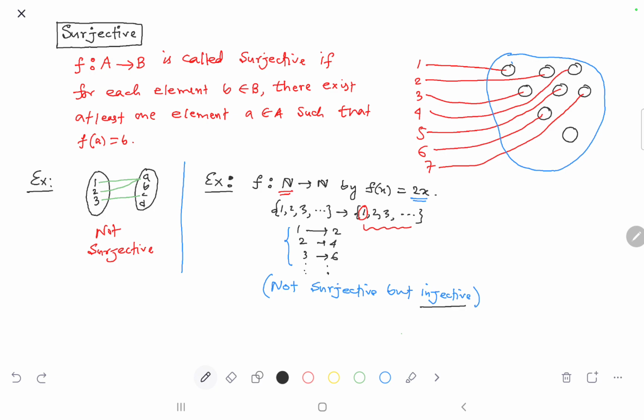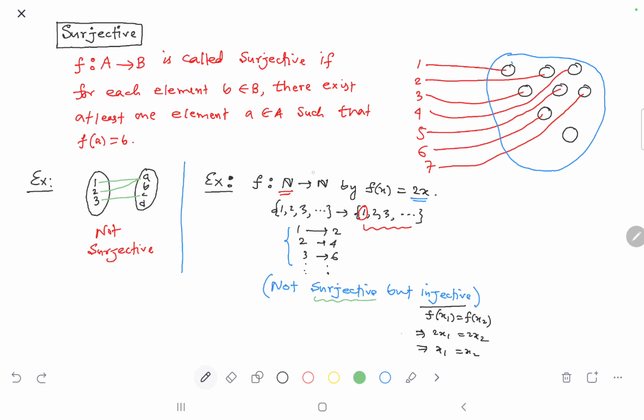I told you how to check injective: consider f(x1) equal to f(x2). Then what do we get here? 2x1 equals 2x2, so we get immediately x1 equals x2. Therefore it is injective. But do we have any process to check surjectiveness? Yes, there is.